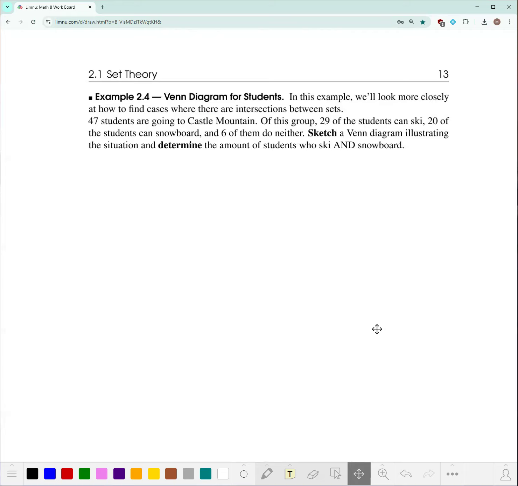Okay, sketch a Venn diagram illustrating the situation and determine the amount of students who ski and snowboard. Okay, sketch means draw a mathematical diagram. Determine means provide supporting evidence towards a conclusion by using mathematical techniques. I'm paraphrasing these, but that's sufficiently accurate. If you ever want to look this up, all of these guiding words are found in the Math 30-2 bulletin. So they're there for you. So when I say determine, I need a proof of what I'm doing.